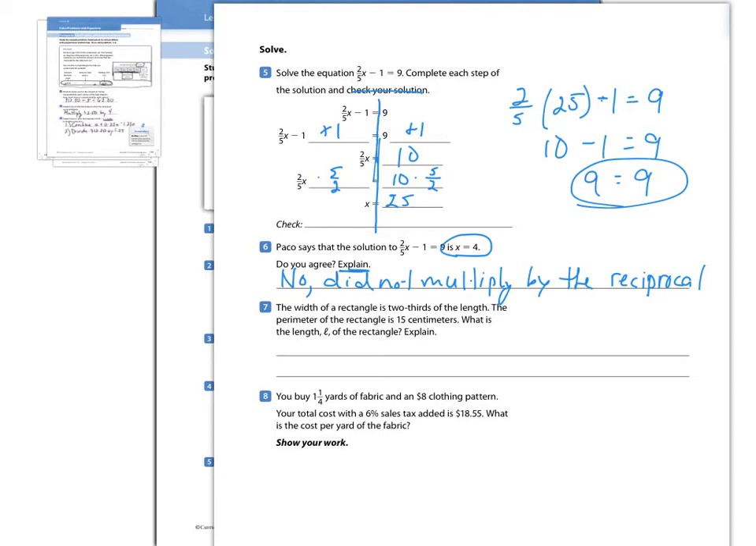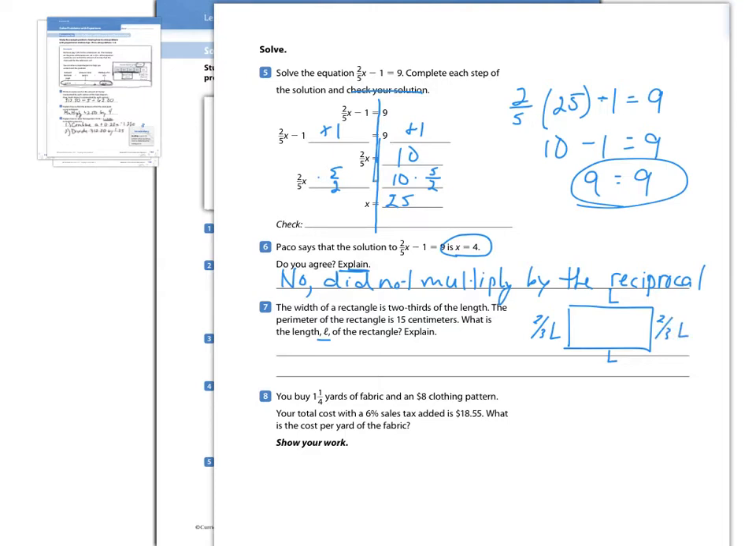Number 7, the width of a rectangle is 2/3 of the length. The perimeter of the rectangle is 15. What is the length of the rectangle? Draw a diagram. We know that the width is 2/3 of the length. So, whatever the length is, and they told us the length is L, so I'm going to put an L right there for the length and L right there for the length. We know the width is 2/3 of the length. So I'm going to put 2/3 L for the width, 2/3 L.